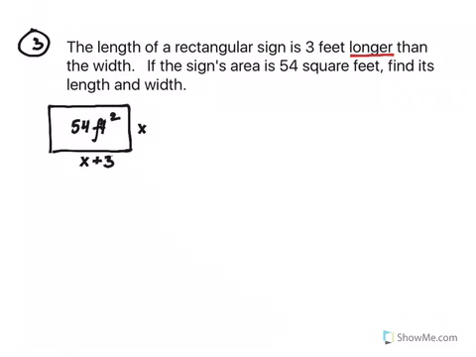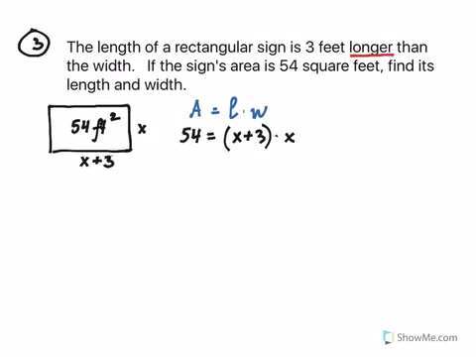Nowhere in this problem are you told the formula for area of the rectangle. You should know this formula on your own. It is length times width. If we replace A, L, and W by what we know about area, length, and width from our story, we will have an equation to solve. 54 equals quantity x plus 3 multiplied by x.